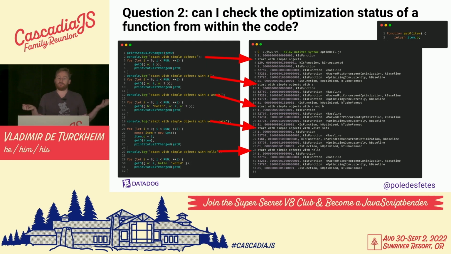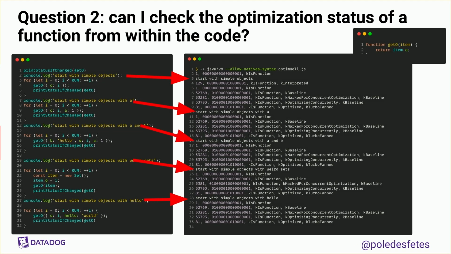Can I check the optimization status of a function from within the code? Yes, you can even know how it is being executed, whether it's interpreted or run through the baseline compiler. So here we've got a getO function, the same one as before, and we will call it with variable objects, so just OI, OIA1, B, hello.